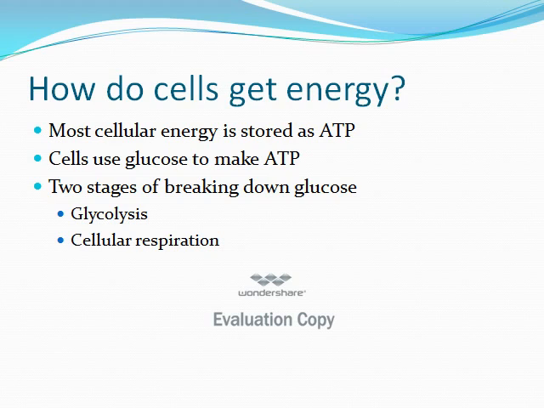Cells use glucose to make ATP. You should know what glucose is just by looking at the word. If a word ends in -ose, O-S-E, that means it is a sugar. So we're going to talk through glycolysis, the process as to how cells break down glucose to make energy. There's two stages of breaking down glucose.